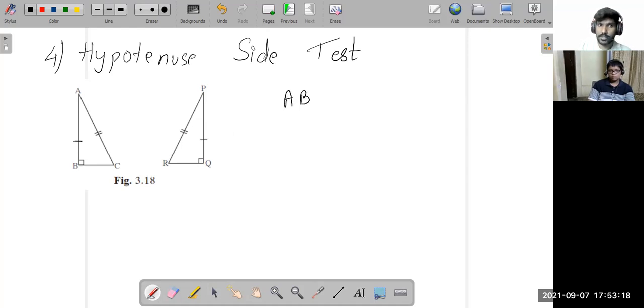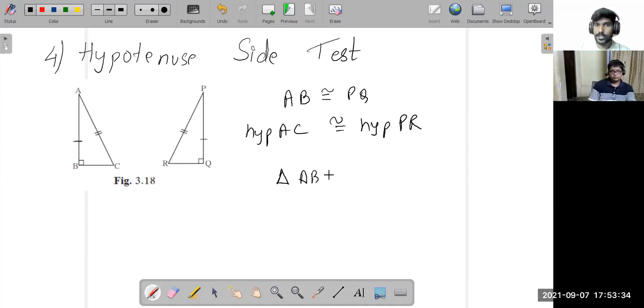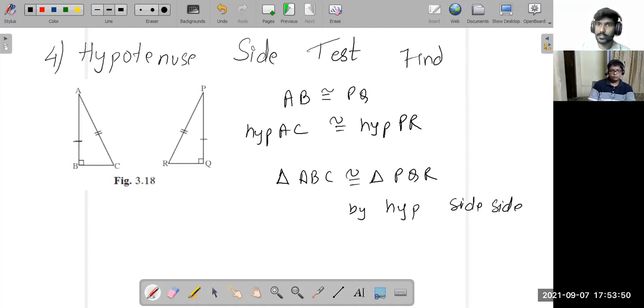So if you manage to prove one side, suppose side AB is congruent to side PQ, and the hypotenuse also are congruent, so hypotenuse AC is congruent to hypotenuse PR. If you manage to prove these two things, you can say that triangle ABC is congruent to triangle PQR by hypotenuse side test. Okay. So for hypotenuse side test, firstly, it has to be a right angle triangle. Then only you can check for hypotenuse side test. So in hypotenuse side test, any one side and the hypotenuse should be congruent to each other. You can directly say that both the triangles are congruent by hypotenuse side test.